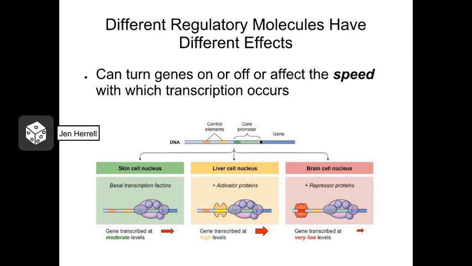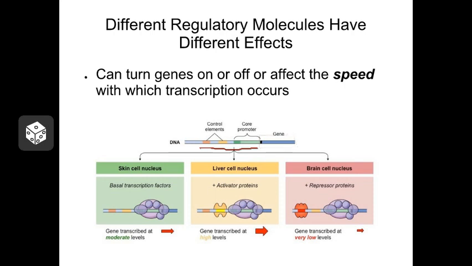The binding of regulatory molecules to control elements can also control the speed with which certain genes are transcribed and used. For instance, here we have 3 different kinds of cells. We've got brain cells, liver cells, and skin cells. Within the DNA of those cells, there's this particular gene for a particular protein product. Now, since all of these cells have exactly the same DNA, they're going to carry the exact same copy of that gene, and they're going to contain the same control elements for that gene.